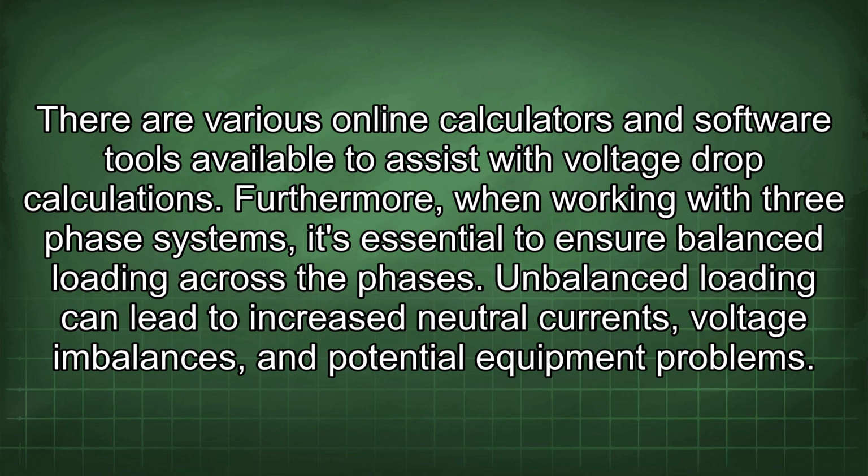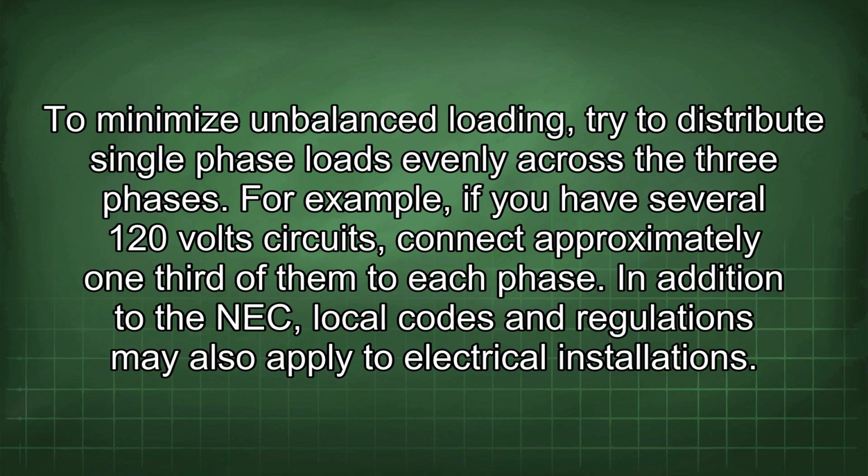Unbalanced loading can lead to increased neutral currents, voltage imbalances, and potential equipment problems. To minimize unbalanced loading, try to distribute single-phase loads evenly across the three phases. For example, if you have several 120 volt circuits, connect approximately 1/3 of them to each phase.